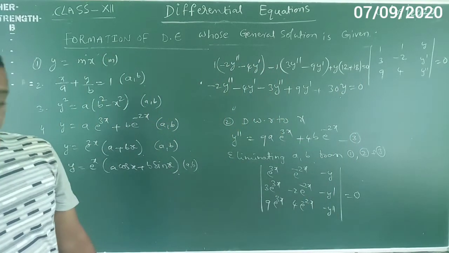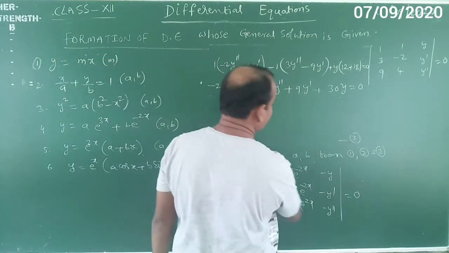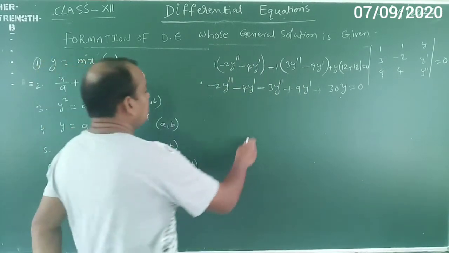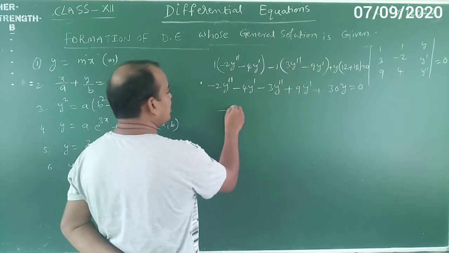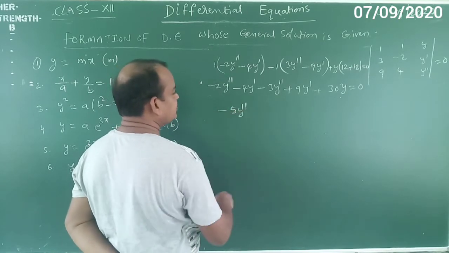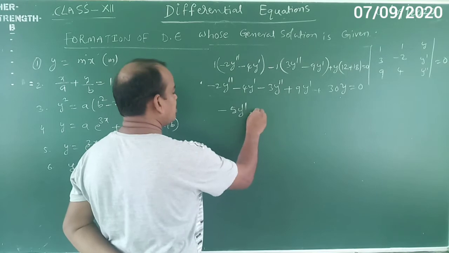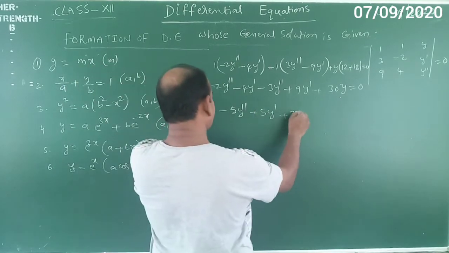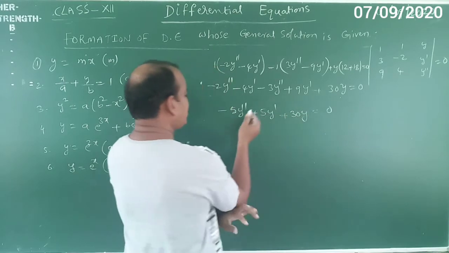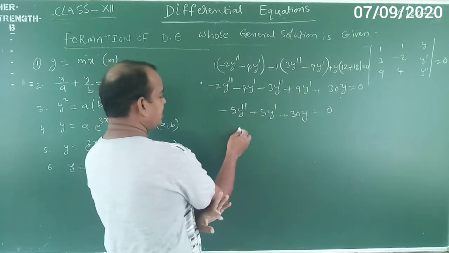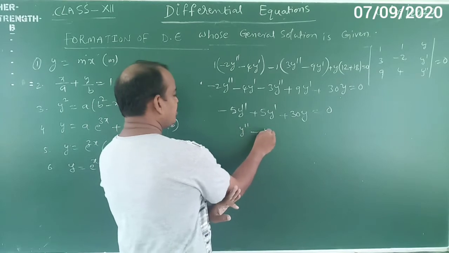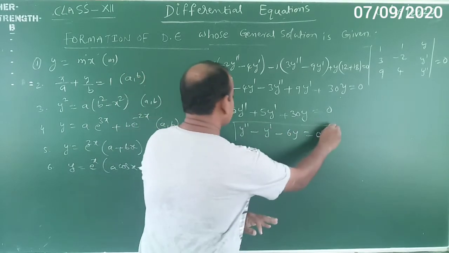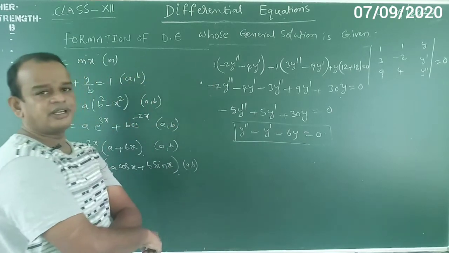Okay. Next we are going to first write the y double dash. What is y double dash, my dear students? Minus 3 minus 2 means minus 5y double dash, minus 4y dash plus 9 means plus 5y dash, plus 30y is equal to 0. Take minus 5 common: y double dash minus y dash minus 6y is equal to 0. This is the required solution, my dear students.